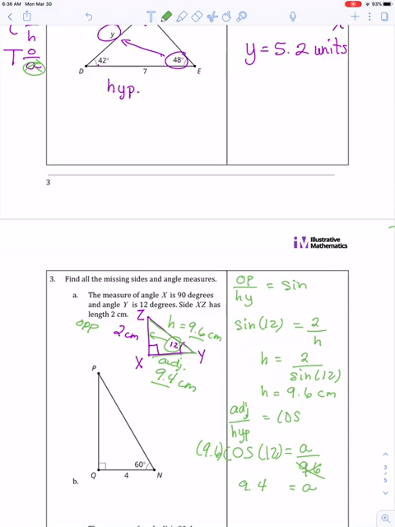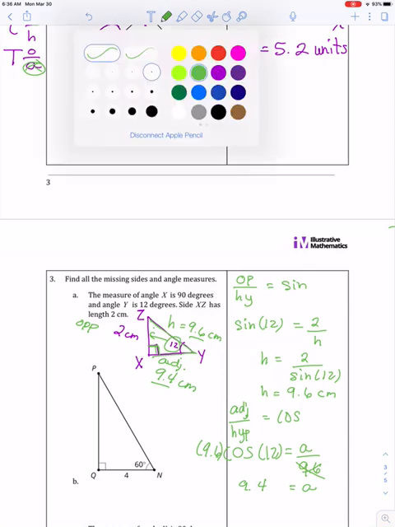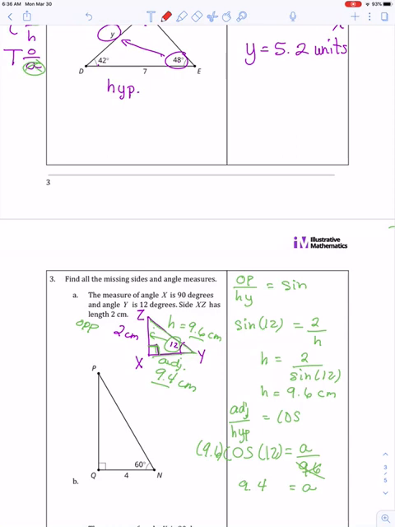So now I just need to find my other angle. Okay, remember that you can either do it by everything adds up to be 90 or 180, or you already know this is 90, so the other two have to be complementary. So if you just did 90 minus 12, then you get your other angle to be 78. I'm going to change colors so you can kind of see. So 78 degrees.